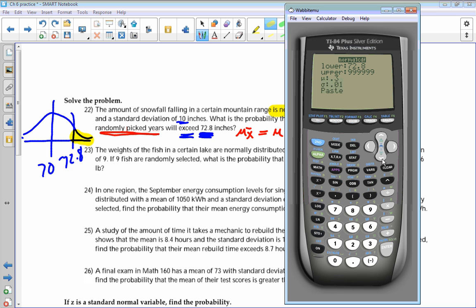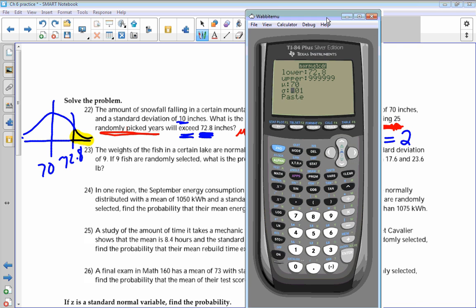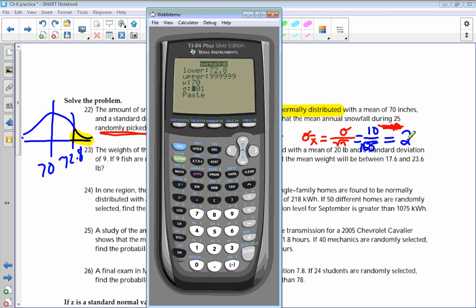My mu is 70. Here's where you need to be careful. It says that the standard deviation is 10, but that's if I'm only picking one. But I'm not. I'm randomly picking 25, and we had to do this calculation to find out what my standard deviation of the samples would be, and it's going to be 2. So I'm going to use 2, cursor down and paste, and I'm going to find out that it's 0.08075, which is 0.0808.